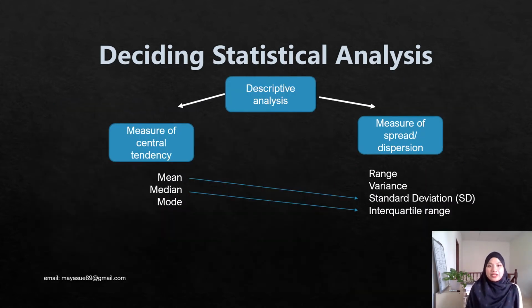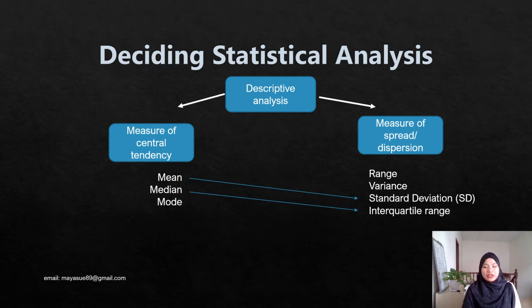So basically, there are descriptive and inferential analyses. For the first one, the descriptive analysis, we would like to measure the central tendency and also the spread of the data, which we can also call dispersion. The measure of central tendency, usually for medical research, we always report the mean and also the median.